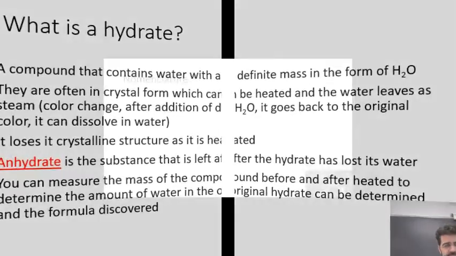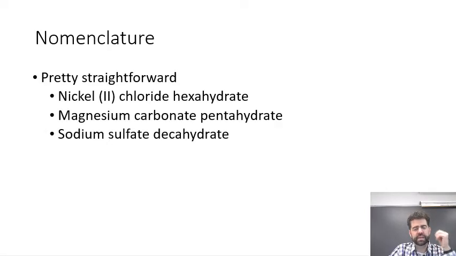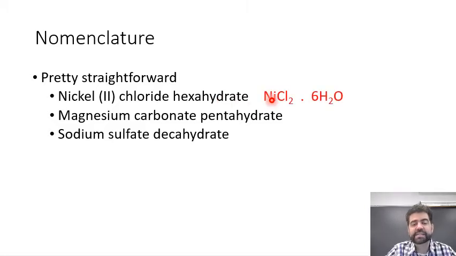Now the naming is pretty easy. For example, if you look at these, nickel(II) chloride, we've gone over that already with our ionic compounds. But then we just add the term hexahydrate, which is exactly what you would expect. So we just put NiCl2, and then we put a dot, and that dot isn't perfect, it's actually supposed to be raised, but that's a formatting issue, and we put that 6 right there to show that it's a hexa.